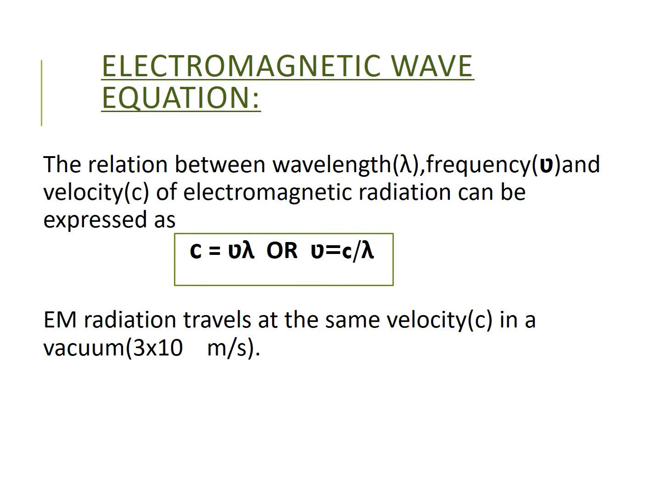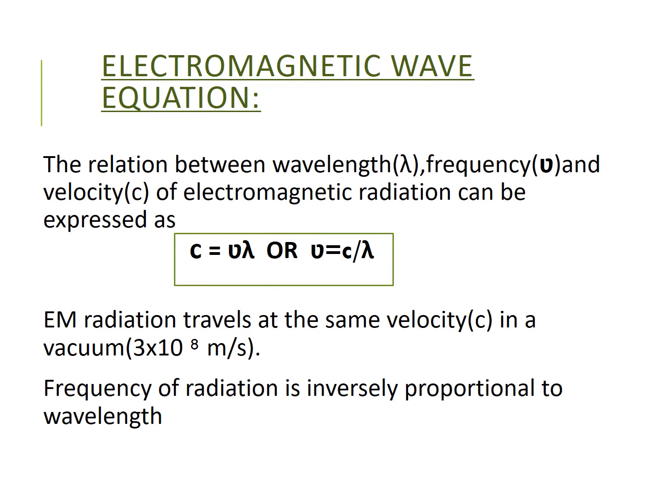The electromagnetic radiation will travel through space or vacuum with the speed of 3 × 10^8 meters per second. And as you can see, frequency of the radiation is inversely proportional to lambda. Whereas frequency and velocity are directly proportional, frequency and wavelength are inversely proportional.